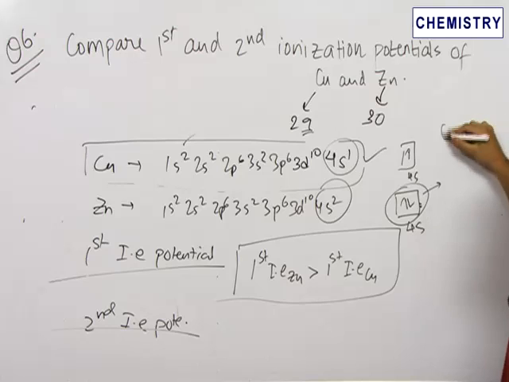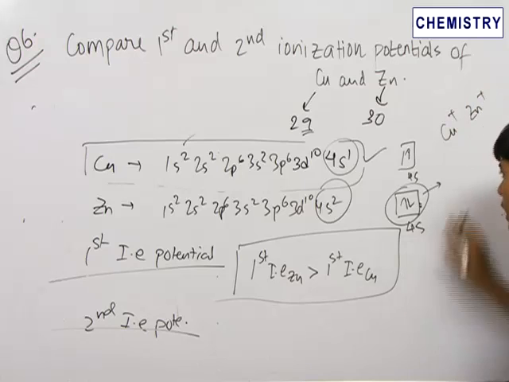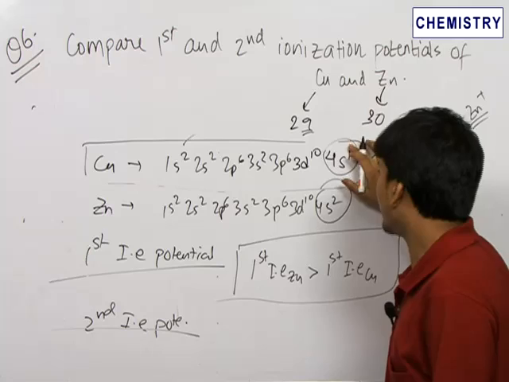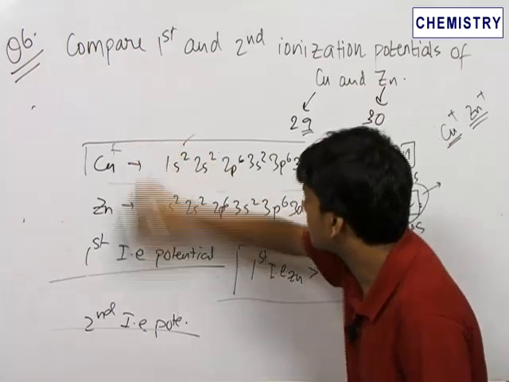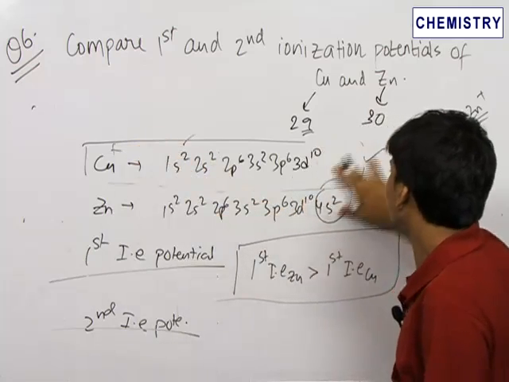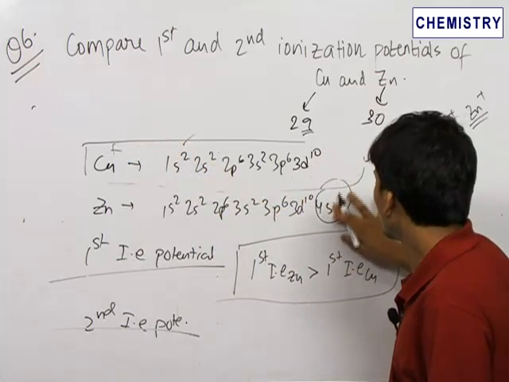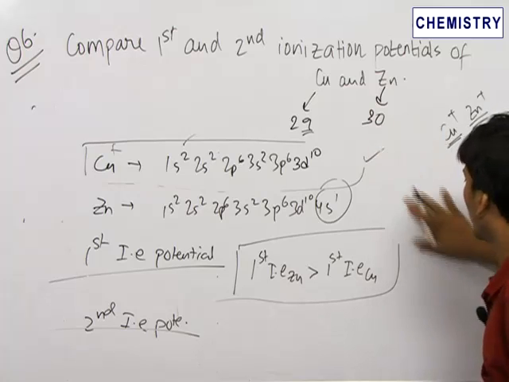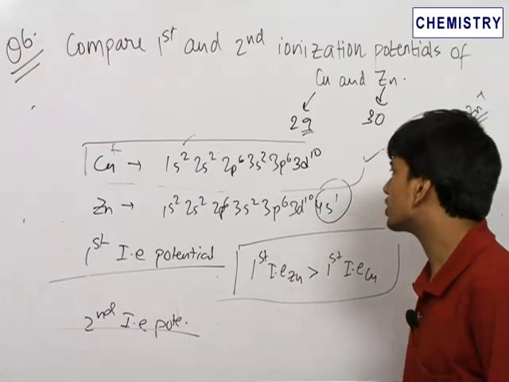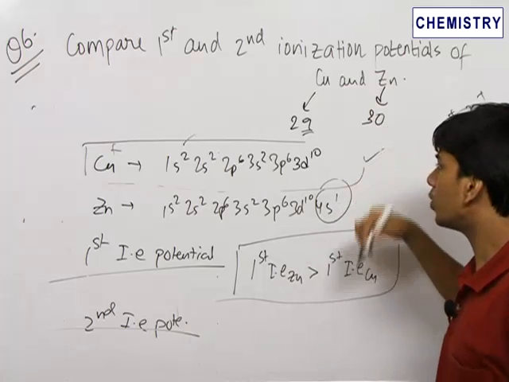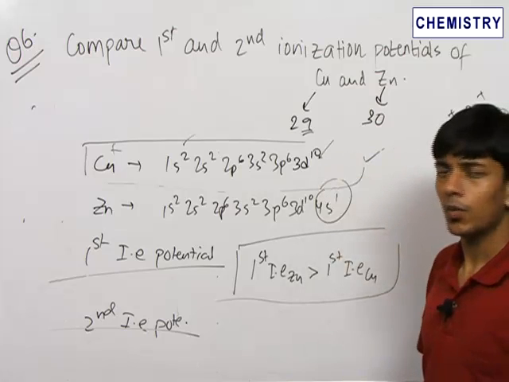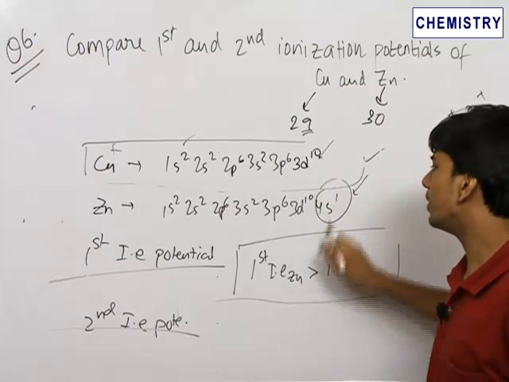Now for comparing the second ionization potential, it means that they already exist in the form of Cu plus and Zn plus, and we need to remove one more electron. Always remember that when an electron is removed, it is always removed from the outermost shell. Therefore the configuration of copper plus becomes equal to 3d10, and of zinc plus becomes equal to 4s1. Now for the second ionization potential, we have to remove one more electron. So when one more electron is removed, it has to be removed from the d orbital of copper, whereas it has to be removed from the s orbital of zinc.